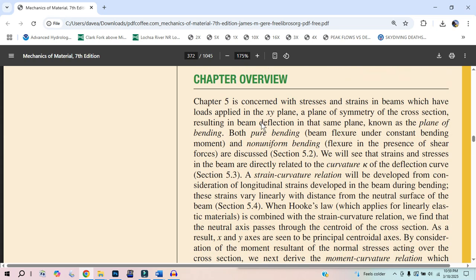Okay, booyah. So let's see where we're at. All right, so we will see that the strains and stresses in the beam are directly related to the curvature. Cool. And a strain curvature relation will be developed from consideration of longitudinal strains developing in the beam during bending. Oh, yeah, strain curvature.